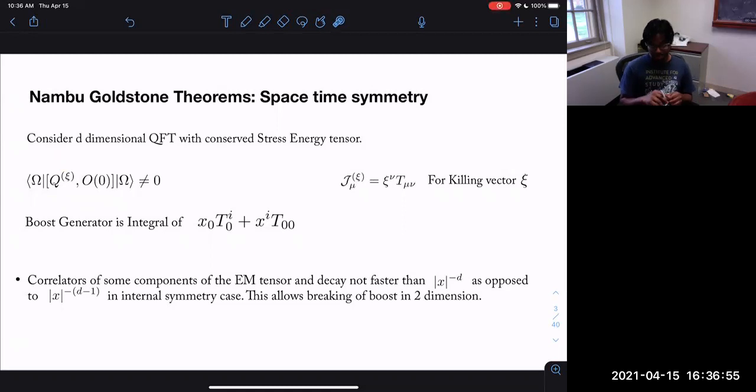So in particular, we will be looking at boost symmetry. So what is the boost generator? The boost generator is basically the integral of this quantity here.